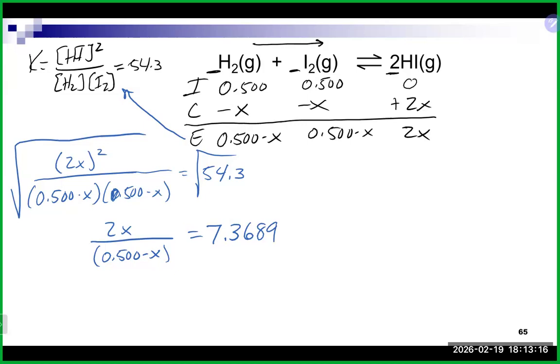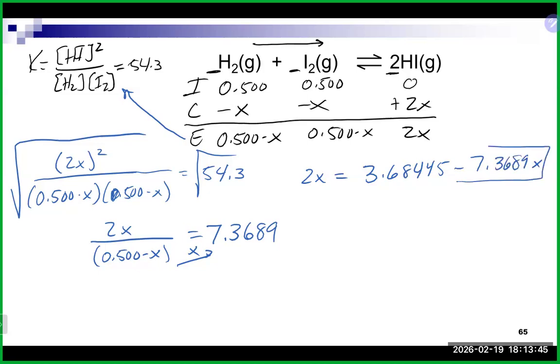We're going to multiply what's on the bottom to the other side. So we're going to take this guy to the other side, and that will get us 2x is equal to 0.5 times 7.3689, which is 3.68445, minus 7.3689x. Going to bring our x's to the same side, so I'm going to bring this guy back that way.